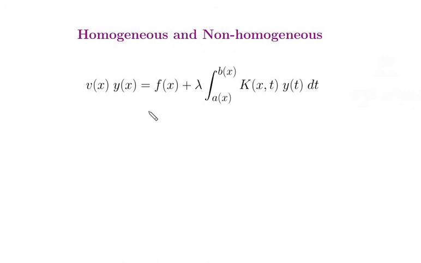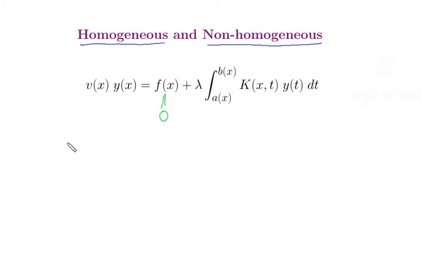So the next classification is the homogeneous or non-homogeneous integral equation. The integral equation in this general form is called a homogeneous integral equation if this function f(x) is identically equal to 0, and if it is not, then we call it a non-homogeneous integral equation.